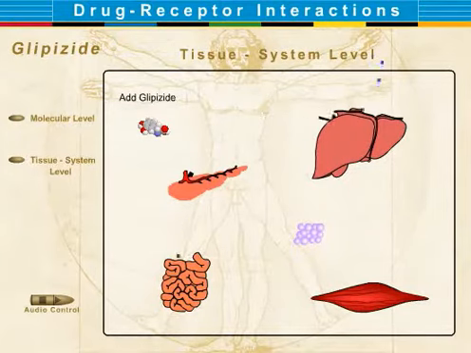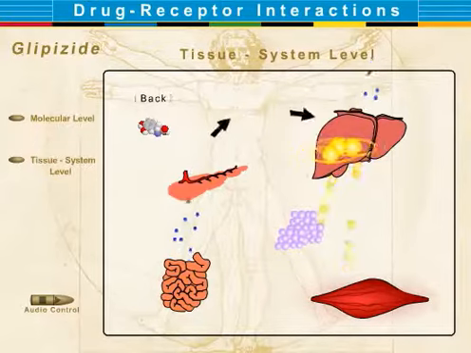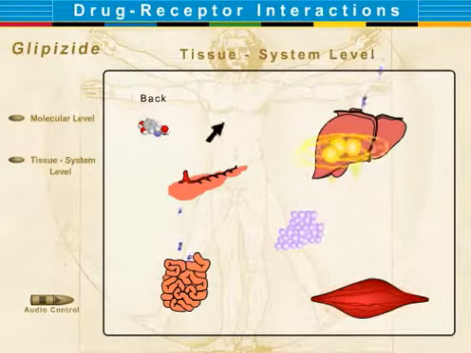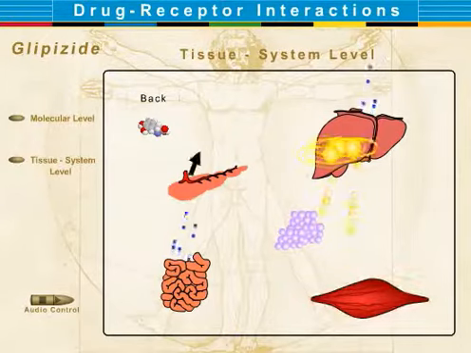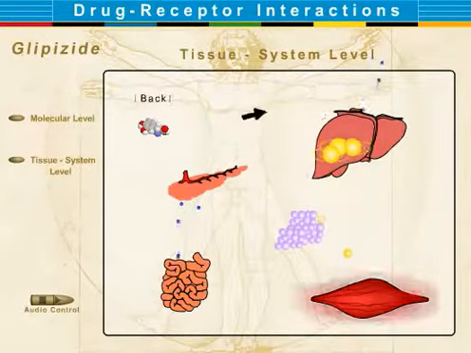At the tissue and system level, adding glipizide promotes the intestinal absorption of nutrients and the pancreatic secretion of insulin. This results in a cascade of metabolic events, including an increase in the hepatic synthesis and storage of glycogen, an increased uptake and storage of triglycerides in adipose tissue, and greater deposition of protein and glycogen in muscle.